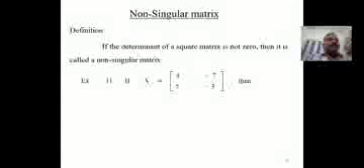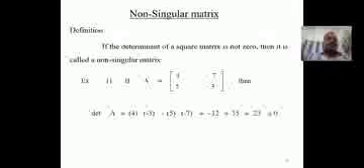Next, non-singular. A square matrix A is said to be non-singular if its determinant is non-zero. If the determinant of a square matrix is non-zero, then it is called a non-singular matrix. If A is equal to 4 minus 7, 5 minus 3, then what is the determinant of this? AD minus BC: minus 12 plus 35, it is 23, which is non-zero. Therefore A is a non-singular matrix.